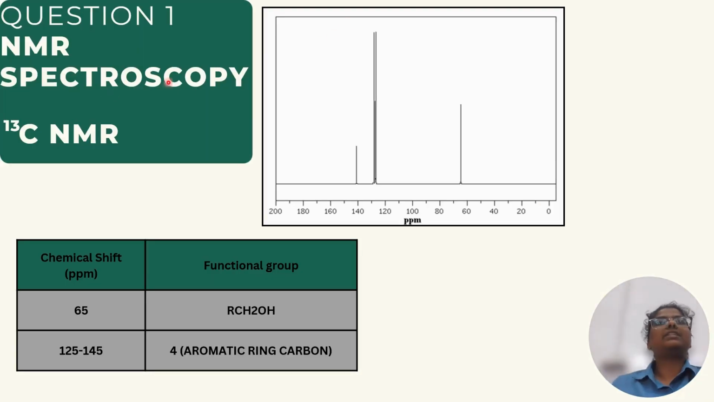Question 1. NMR spectrum, carbon NMR. At the ppm of 65, there is a functional group which is RCH2OH, where CH2OH is attached to another compound. Another chemical shift is at 125 ppm to 145 ppm, where there are 4 peaks, showing there are 4 carbons attached to an aromatic ring.